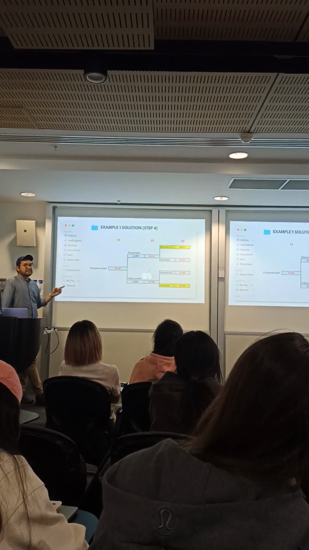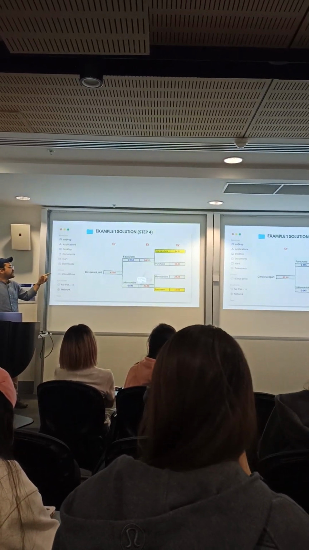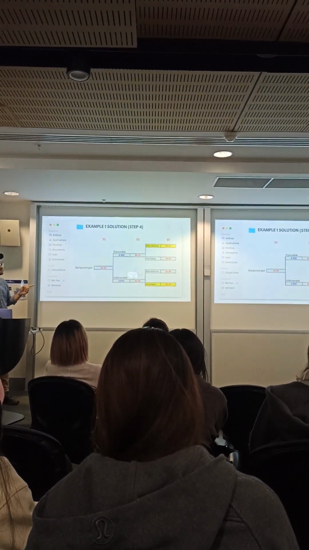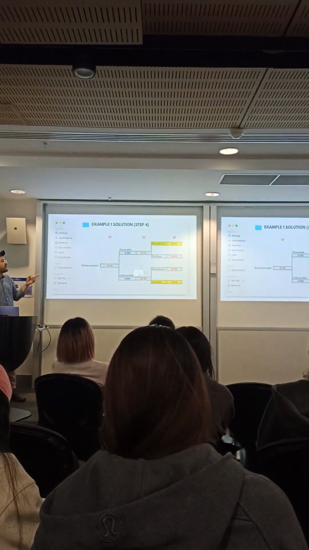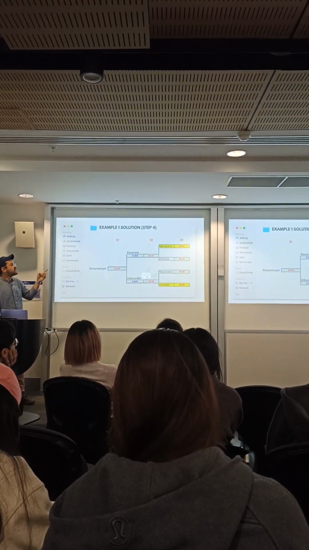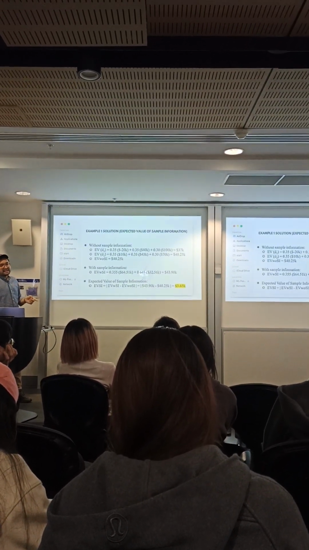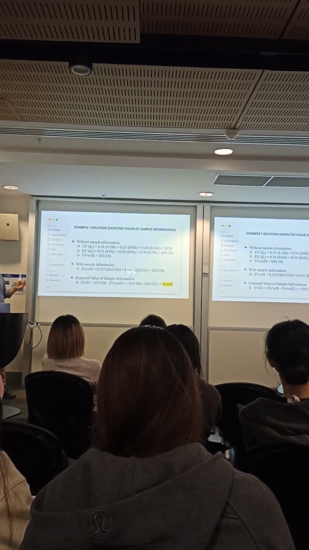And based on this, the decision strategy is that if the report shows a favorable report, then the company should manufacture because the EV of manufacture is higher than purchase. And then if the report is an unfavorable report, then the company should purchase because the EV of purchase is higher than the manufacture.